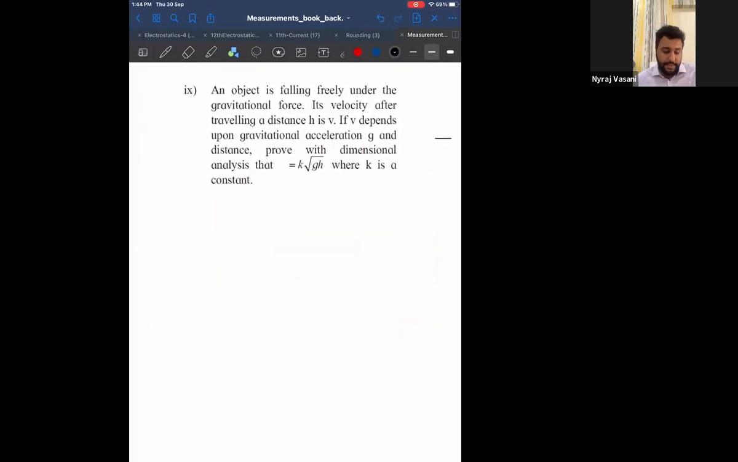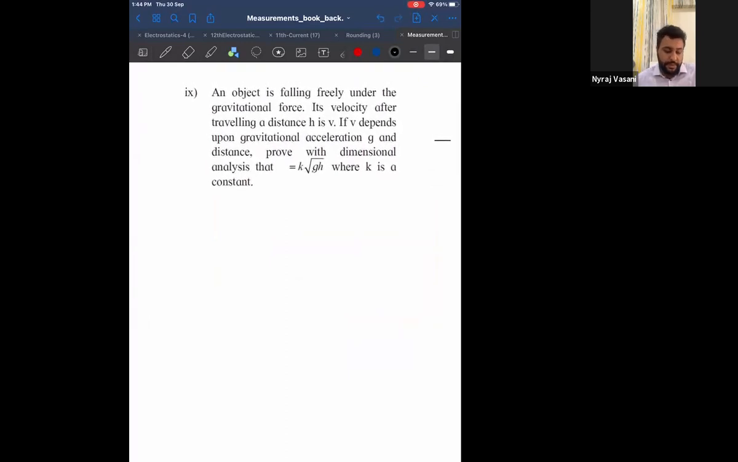The question is question number 9. Just check. Look at the screen first. What they want us to do is, please look at the screen. They have given one equation, v is equal to k into square root of gh. Now they are asking us to show that this equation is correct.